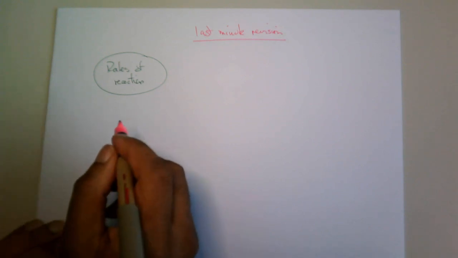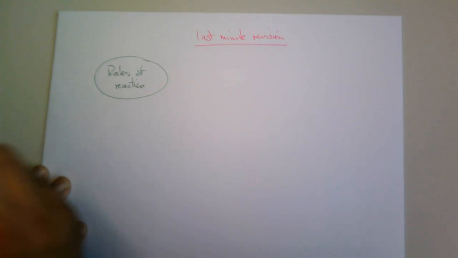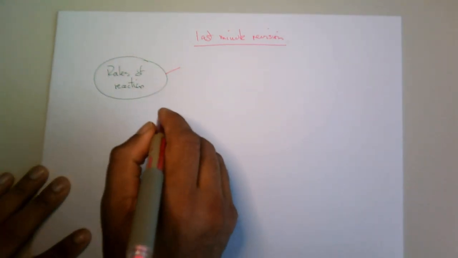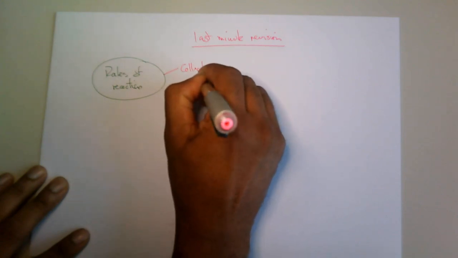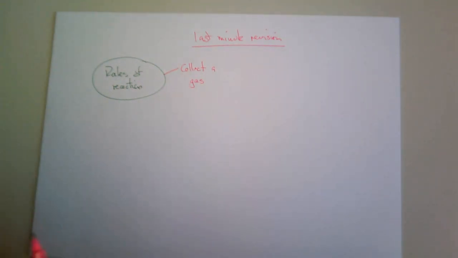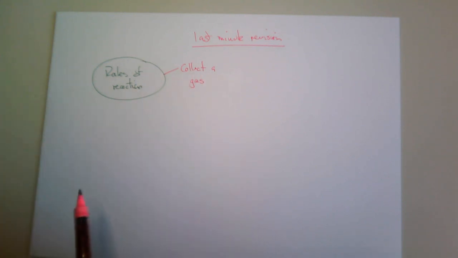The main thing to start off with is looking at the different experiments that you do. Now, there's three main experiments. You can collect a gas where the reaction produces a gas, and you can collect it using a measuring cylinder or a measuring syringe or a gas syringe, and you can then work out the rate of reaction from that. So that only works if the reaction obviously produces a gas.